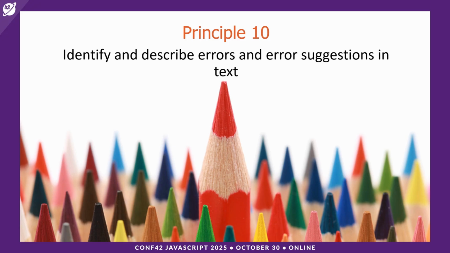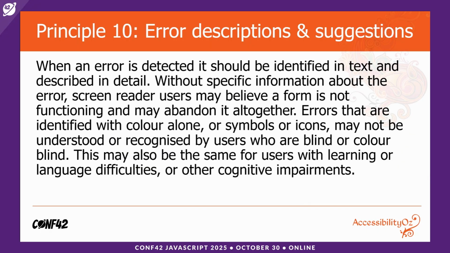And finally, Principle 10, identify and describe errors and error suggestions in text. When an error is detected, it should be identified in text and described in detail. Without specific information about the error, screen reader users may believe a form is not functioning and may abandon it altogether. Errors that are identified with color alone or symbols or icons may not be understood or recognized by users who are blind or colorblind. This may also be the same for users with learning or language disabilities or other cognitive impairments.